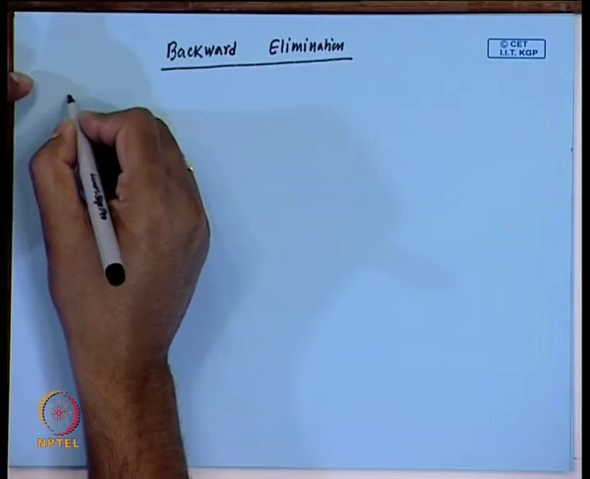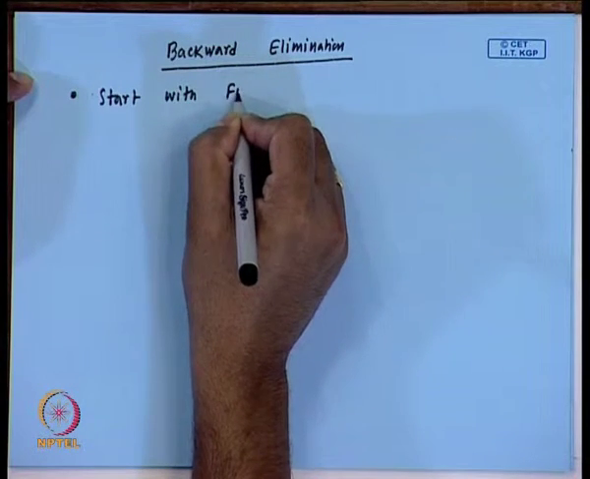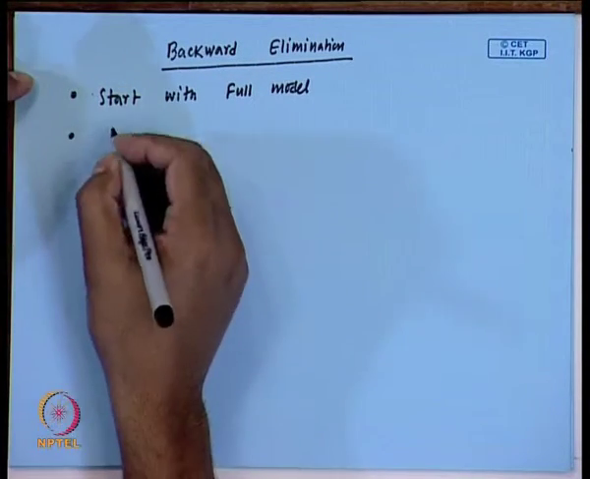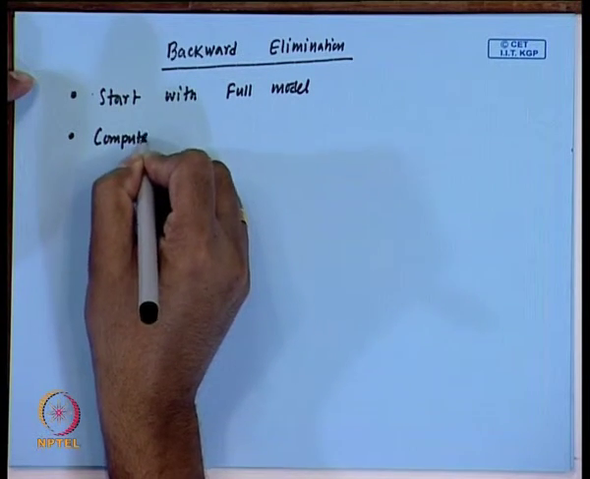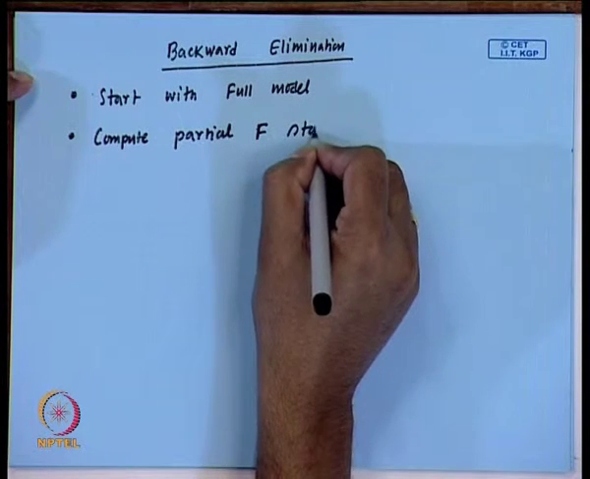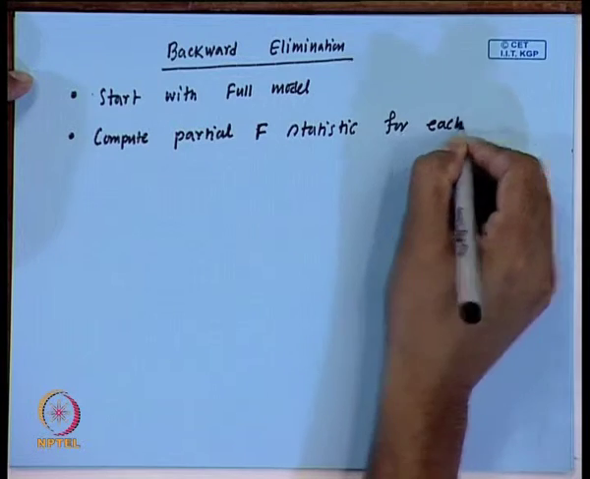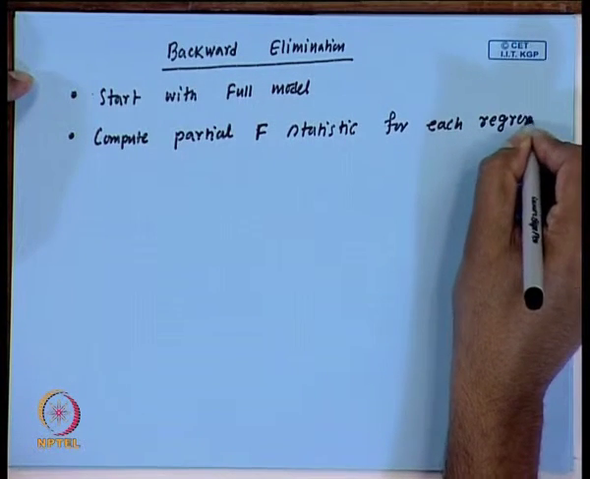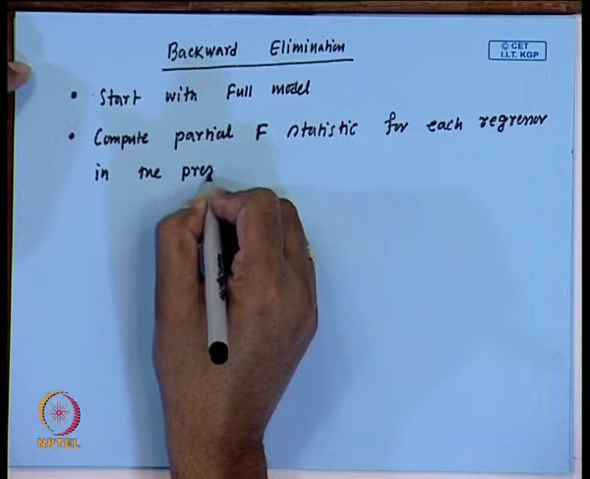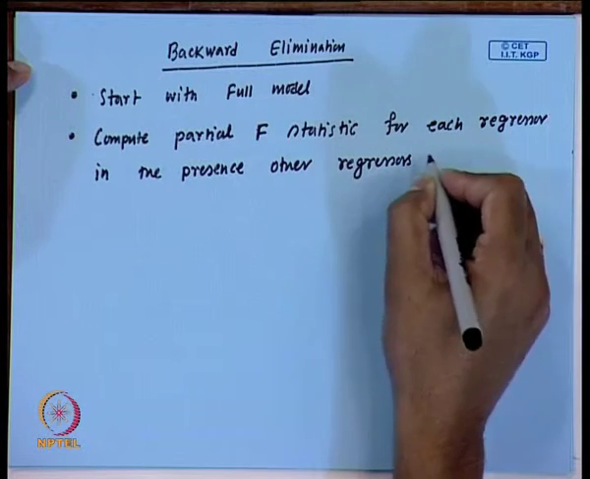So you start with the full model, and then you compute the partial F statistic for each regressor in the presence of other regressors in the model.